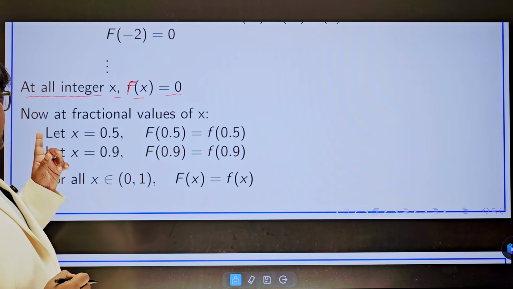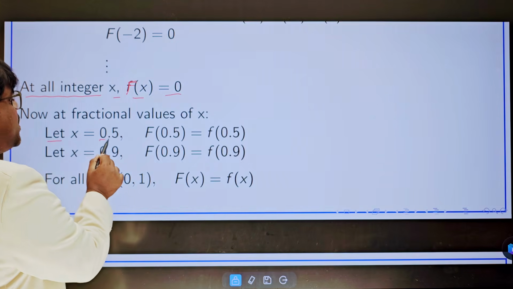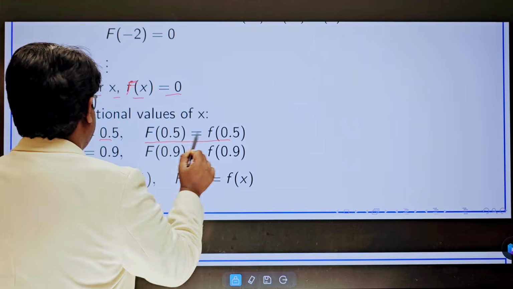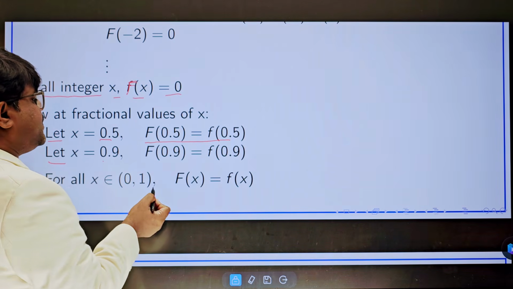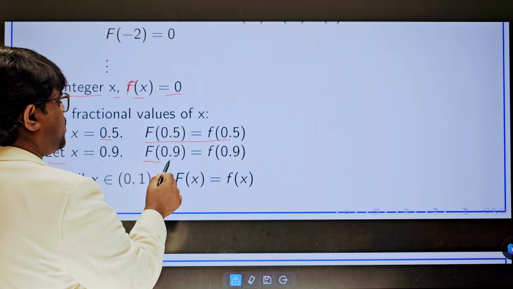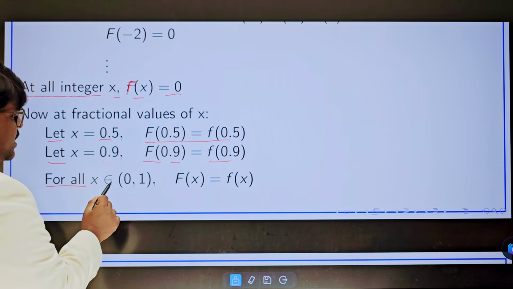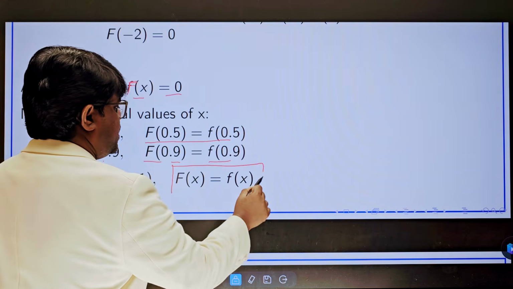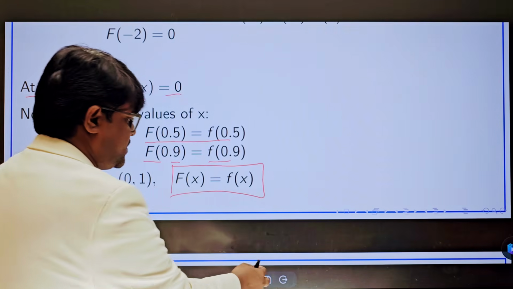Now we will calculate at fractional values. Let x equal to 0.5, put in equation 1 and calculate. Put x equal to 0.9 in equation 1, you get capital F of 0.9 equal to small f of 0.9. For all x belonging to (0, 1), you get the relation capital F of x equals small f of x.